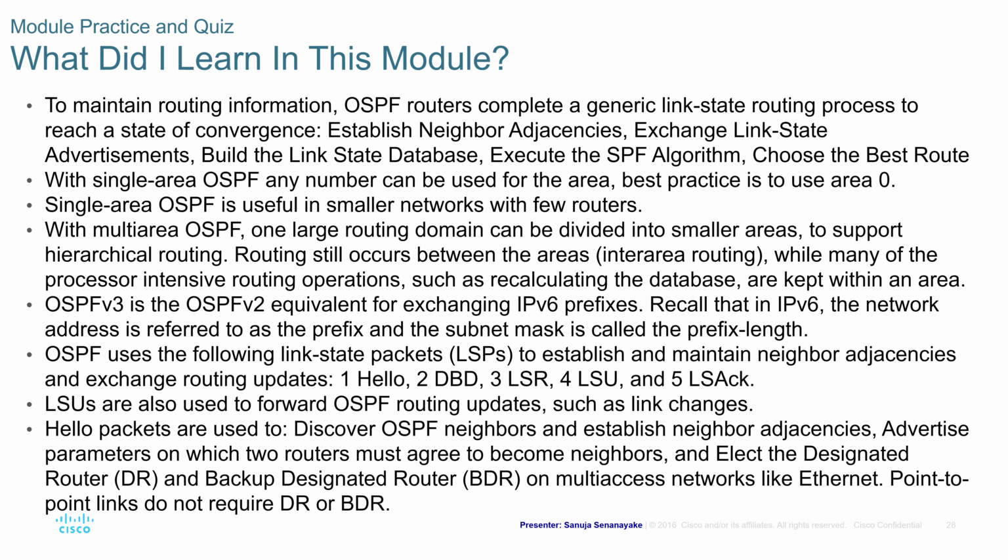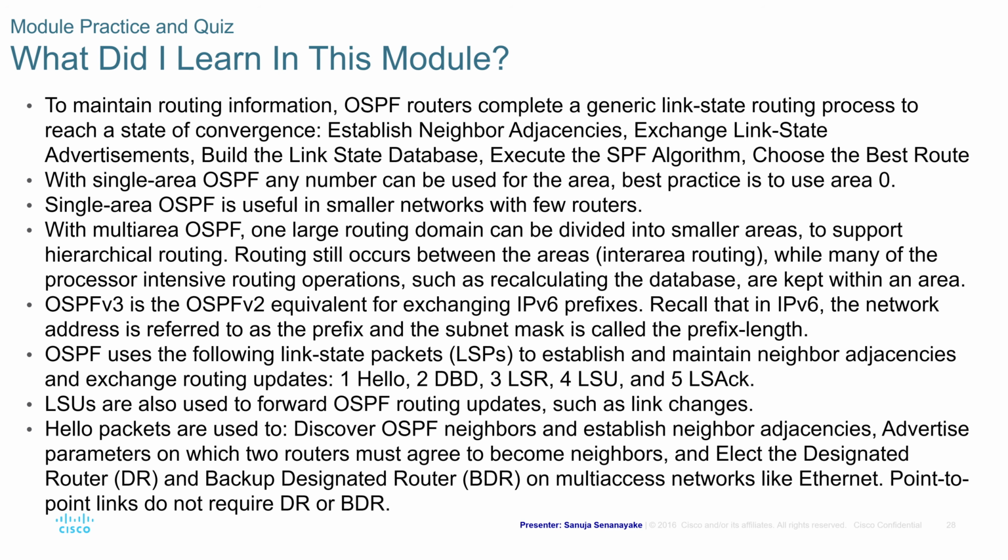and exchange routing updates. We learned about the Hello, DBD, LSR, LSU, and LSAck, and I mentioned that they are types 1, 2, 3, 4, 5. So if somebody says it's a type 1 OSPF packet, it is a Hello packet, for example. LSUs are used to forward OSPF routing updates such as link changes.